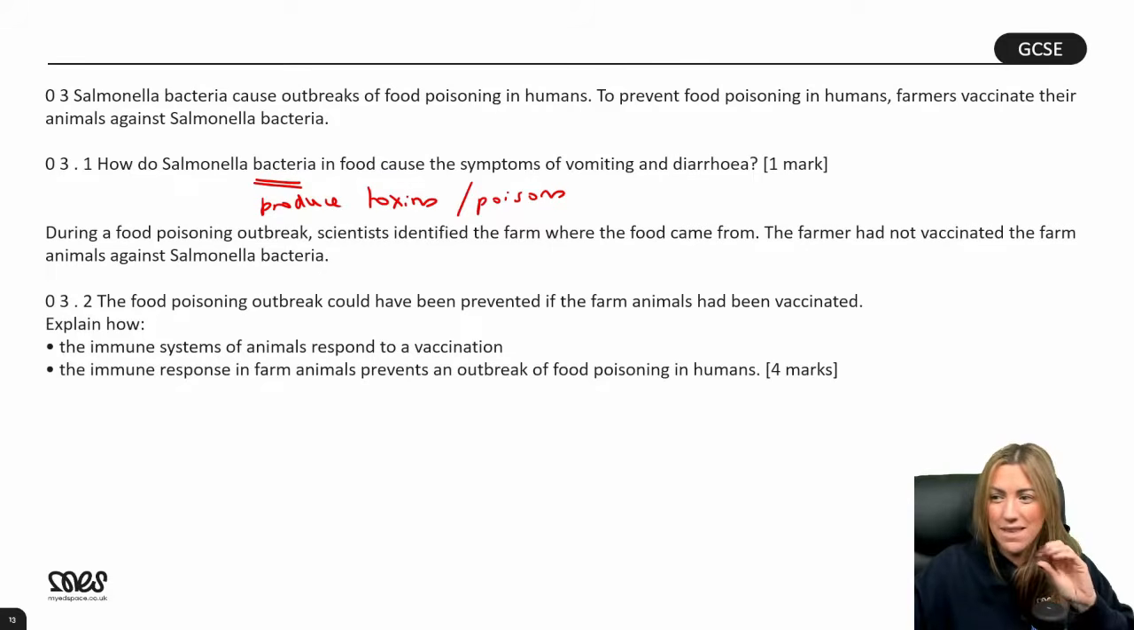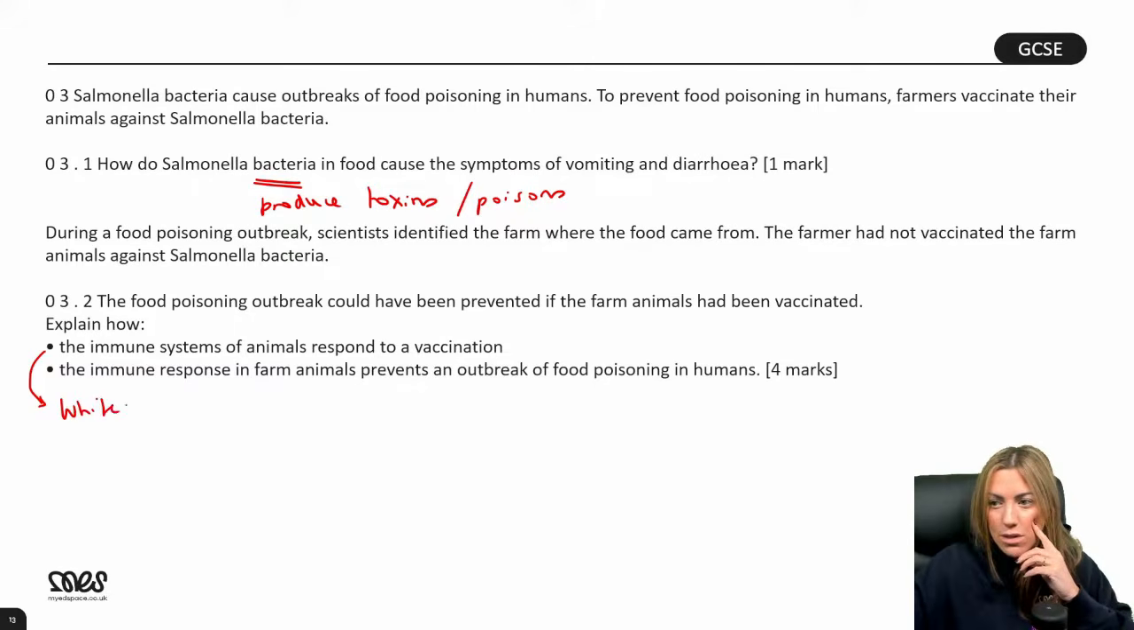4 marks. I think this is a really hard question. We need to kind of split it into 2. We need to think about how initially the animals respond to vaccination and how that response in animals will then help to prevent an outbreak of food poisoning in humans. So this is a big, tough immune response question. Okay, so if we vaccinate an animal, let's start there. If we vaccinate an animal, so we're going to do this bit first, what happens in the animal?